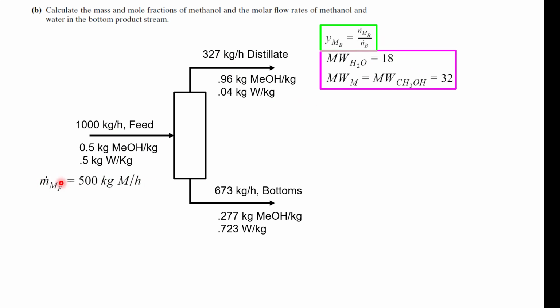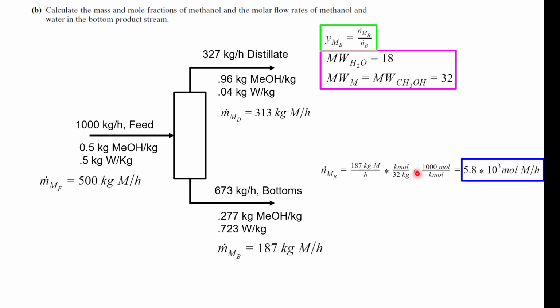To do that, well, we have the mass flow rate in this case of methanol, by multiplying. 96% of 327 is going to be about 313, and 27.7% of 673 is going to be about 187 kilograms. So what this is, I'm getting the actual mass flow rate of methanol in the stream, okay, not just the molar flow rate, and not just the overall flow rate, the mass flow rate. So now using these values and using the molecular weight, I can do some unit conversions, and I can obtain the molar flow rate of methanol in the bottom stream.